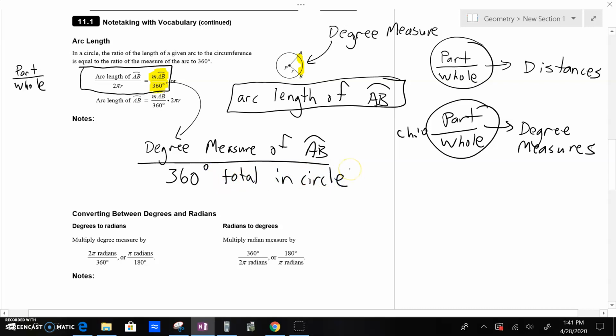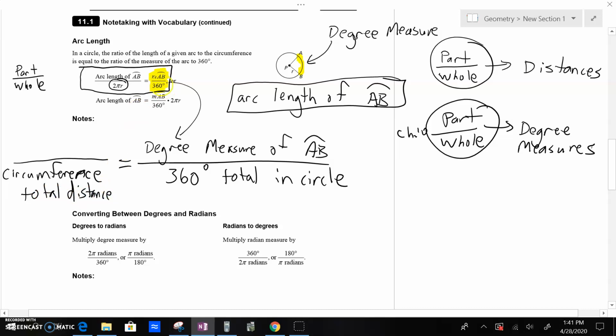And whatever that ratio is, whatever that percentage is, or whatever that decimal or fraction, whichever word you want to use, and I know those can be scary words, but they're all the same thing. That same percentage is the percentage of the arc length divided by 2 pi r. Well, what's 2 pi r? That is the circumference, which is total distance.